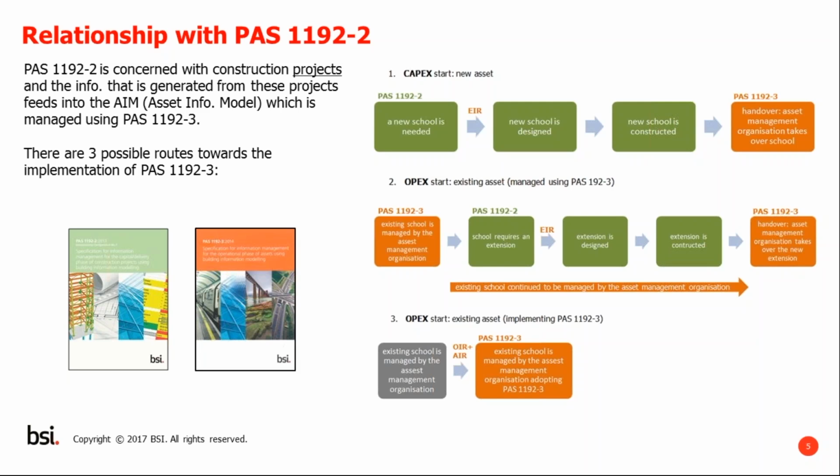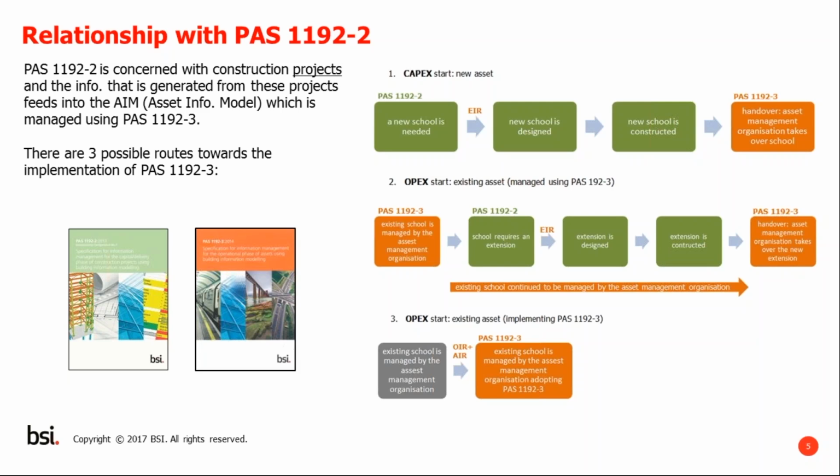The asset is constructed again using Part 2, and then from that, at the handover stage, PAS 1192 Part 3 is implemented. Now, a second scenario could be that an existing asset is being managed in compliance with Part 3. So I've put an example of a school here being managed, and that perhaps an extension to the school is required.